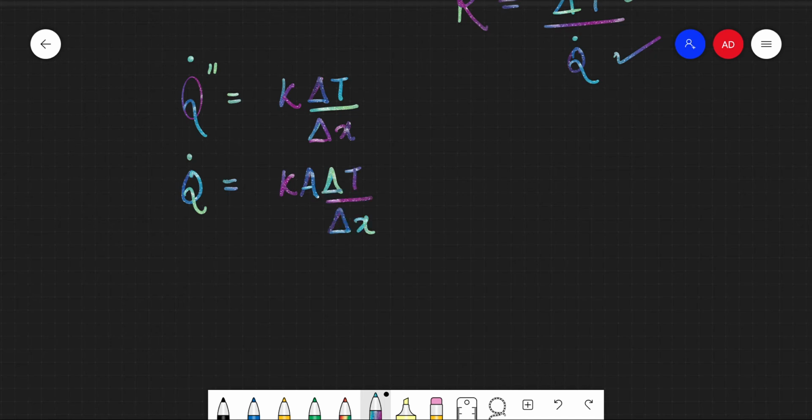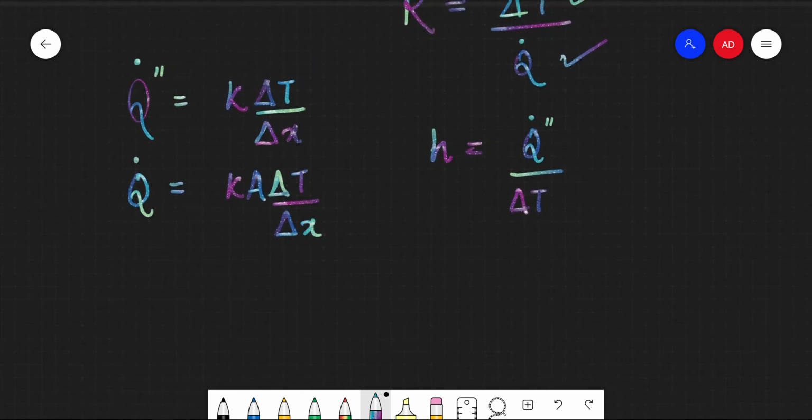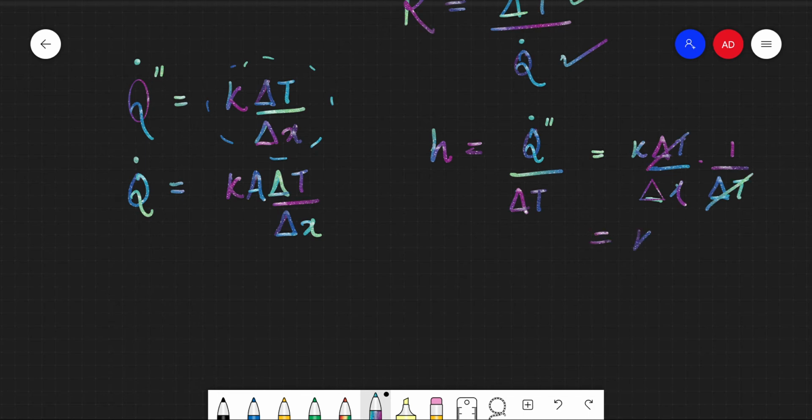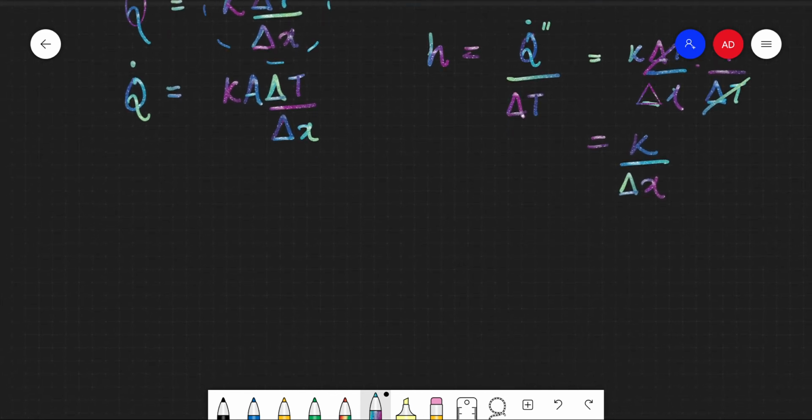Now that we have this, our heat transfer coefficient can be defined as the heat flux divided per degree difference, right? Now from here we can take the heat flux, K del T by del X, into 1 by delta T. So delta T cancels out, and you're left with K by del X, right? Now let's go for resistance.